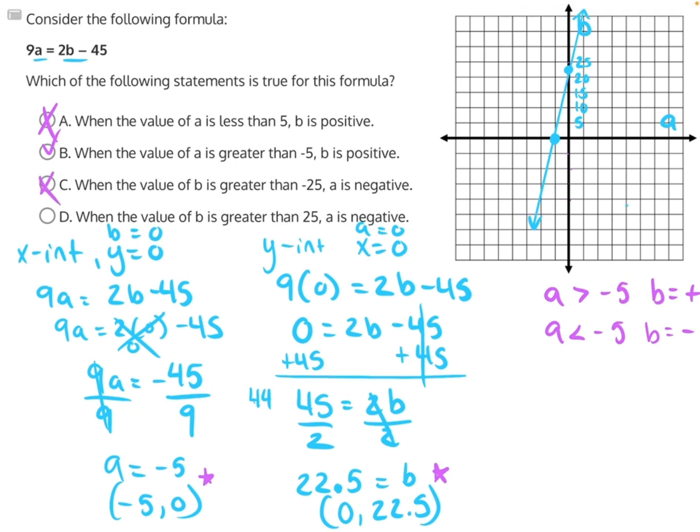D says when the value of B is greater than positive 25, sorry, not right on our intercept, a little bit above it, then A is negative. So again, everything above this point. And by now we've already crossed the y-axis because our y-intercept is right there. So we are on the positive side of the y-axis. This entire quadrant is nothing but positive A values, not negative A values, and that makes answer choice D incorrect. B is our correct answer.